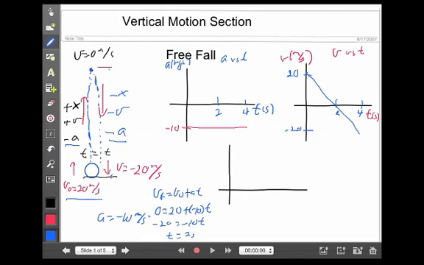So notice really this line is a constant sloped line from 20 meters per second all the way to negative 20 meters per second, crossing 0 at 2 seconds. Now, guess what the slope of that line has to be? The slope of that line has to be negative 10 meters per second squared. Because remember, the slope of a velocity time graph always gives you an acceleration, and our acceleration in free fall is always negative 10.